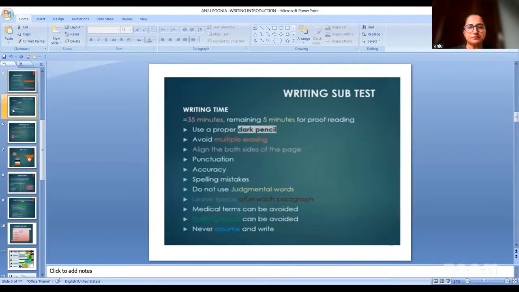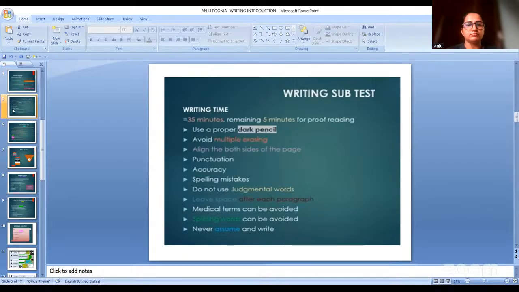Next slide, Minnie. So the writing time is 35 minutes, with the remaining 5 minutes for proofreading. So total 45 minutes. 5 minutes we already used before starting the reading subtest. And when we are competent, we need to try to complete our task within 35 minutes. And the remaining 5 minutes is for proofreading.